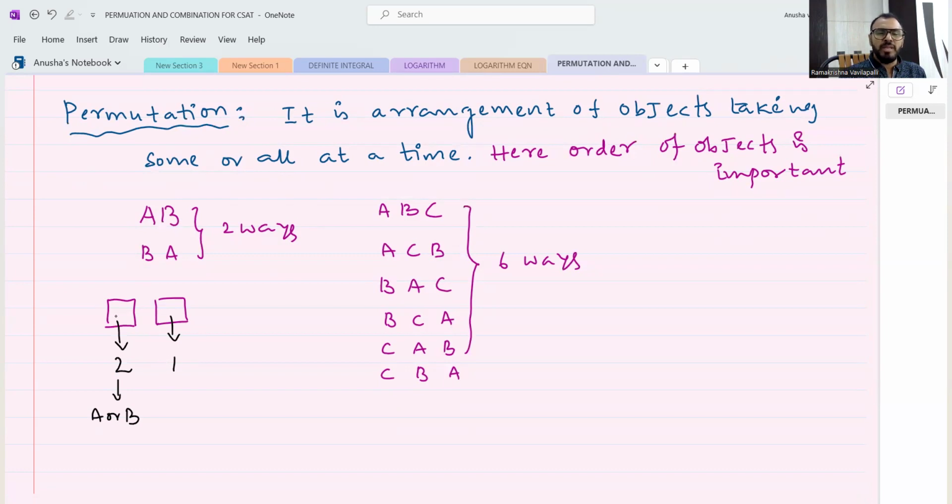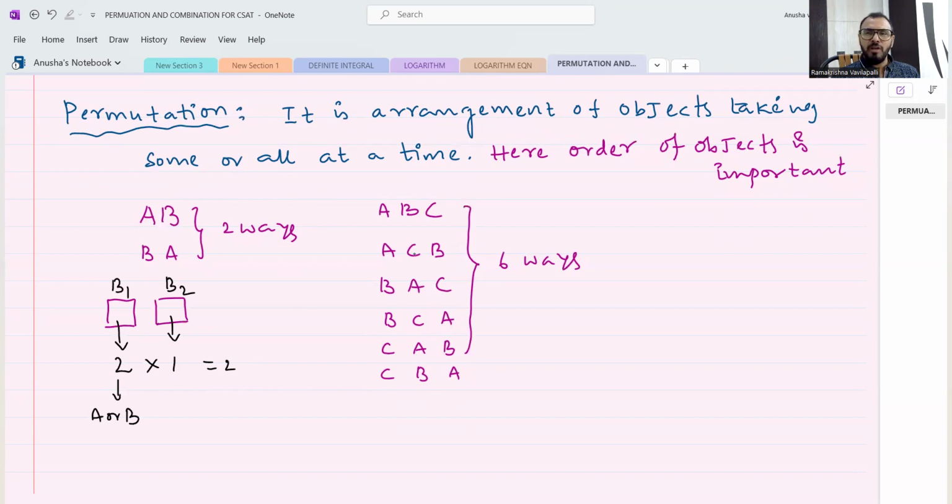So putting an object in the first box is job one, and putting an object in the second box is job two. This is box one, this is box two. So there are 2 into 1 equal to 2 ways. Which means, however many objects you want to arrange, you take that many boxes.